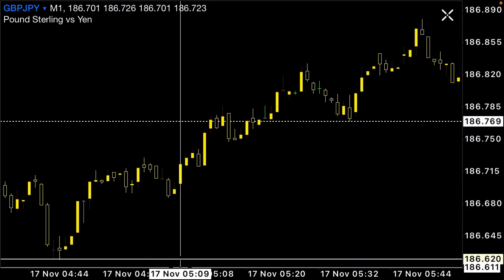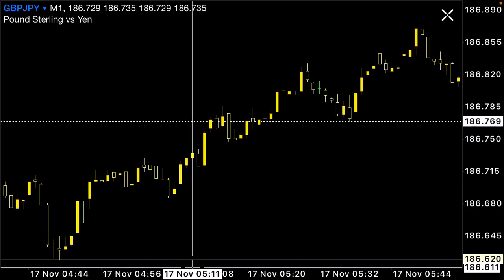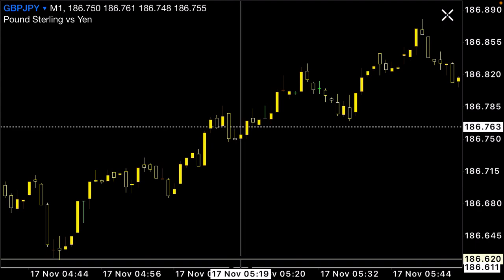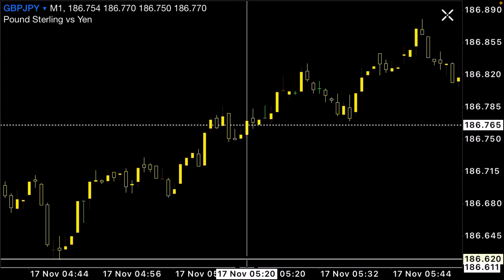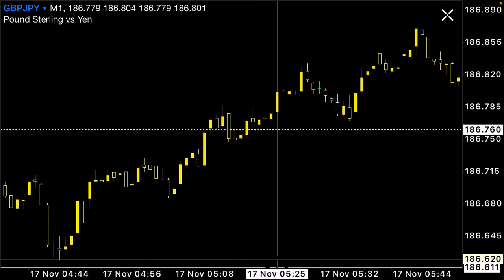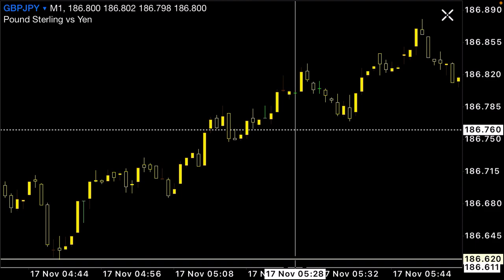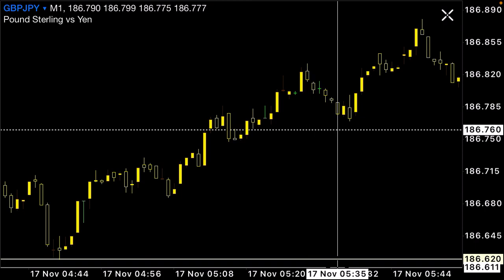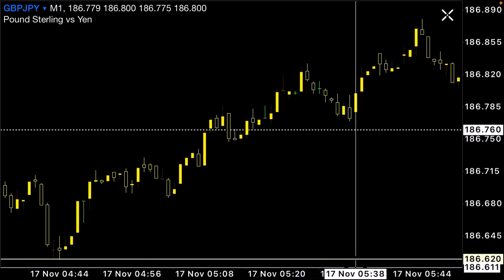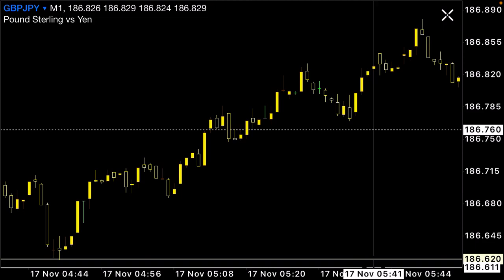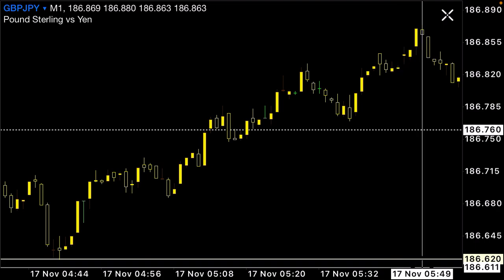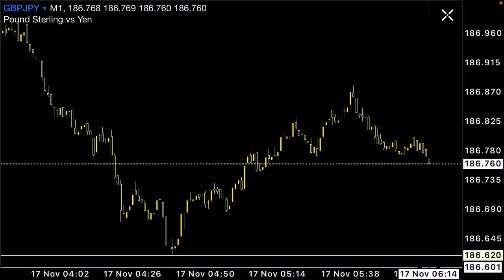Continuing the count in fives: 4 5-minute candles, 5 5-minute candles, 6, 7, 8, 9, 10, and 11 5-minute candles. So that's pretty close to what was said.